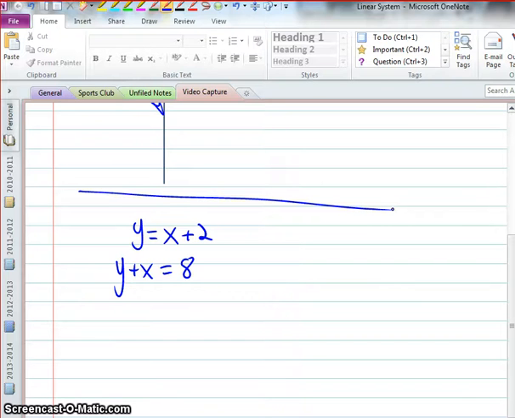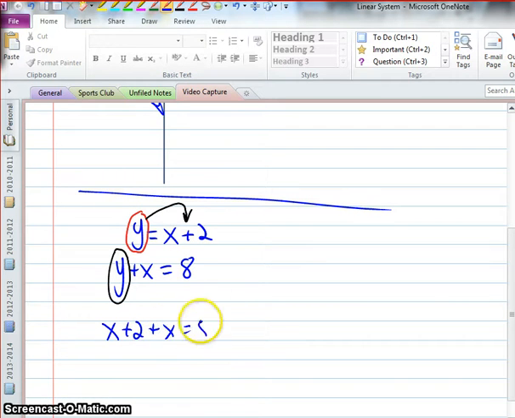What I want you to notice is that in the first equation, this y right here is all by itself, and it's equal to x plus 2. Well, what if I went to the y in this equation and just replaced it with what y is equal to, the x plus 2 part? So in other words, if I rewrote this second equation, x plus 2 plus x equals 8. Notice that I've just basically changed this y into x plus 2.